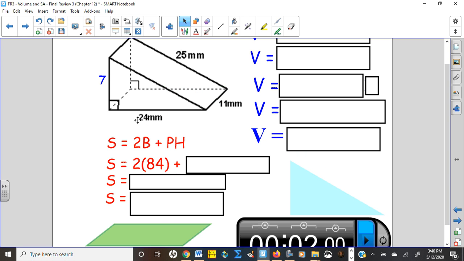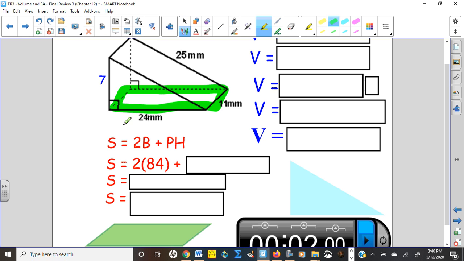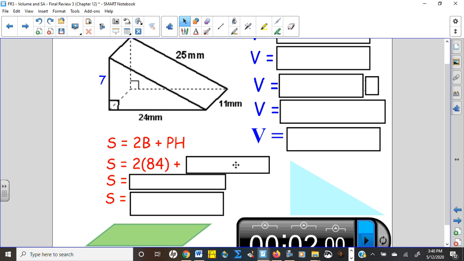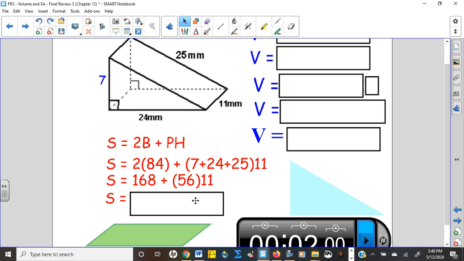And then the perimeter would be 24 plus 25 plus 7, and not the perimeter of the bottom. Bottom and base don't always mean the same thing. That's the bottom. The base, remember, is this triangle. So 7 plus 24 plus 25 adds up to 56. And 56 times the height, which we already talked about was 11, would give you the answer. All right, so 784 is what you'd end up with on this problem.